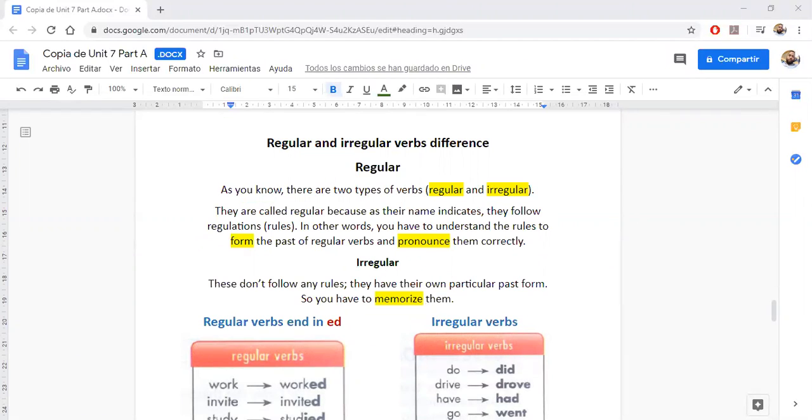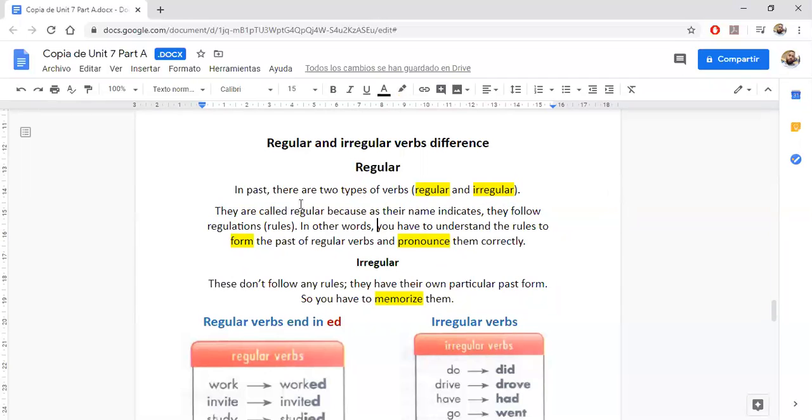Regular and irregular verbs difference. So in simple past, and this is something very important for you, there are two types of verbs, okay? Regular and irregular. The regular verbs are the ones that follow a specific structure. Irregular verbs don't follow a specific structure. They are just crazy. They are independent. They don't need any rules.